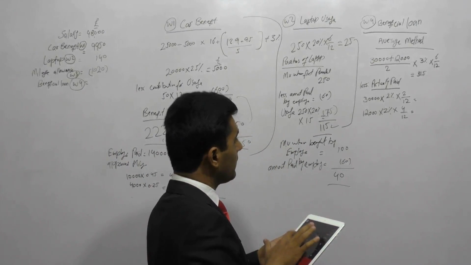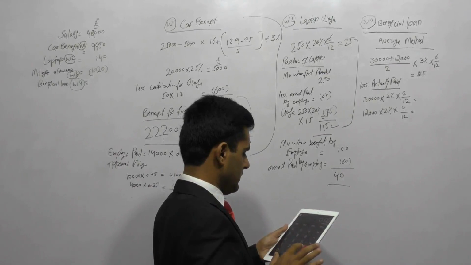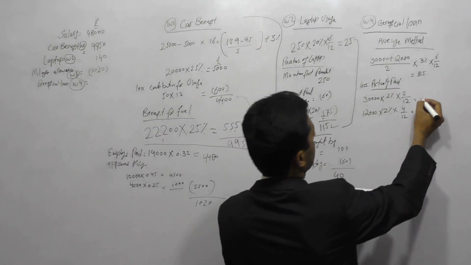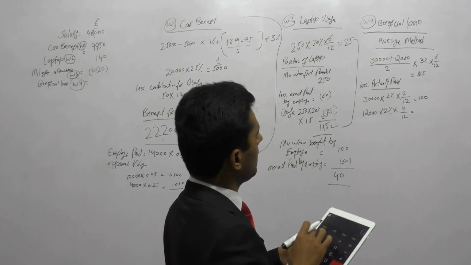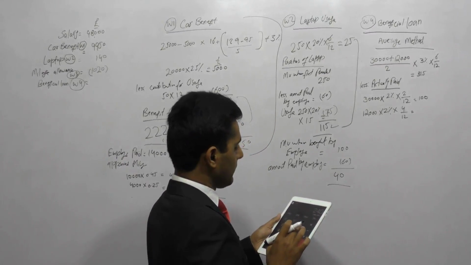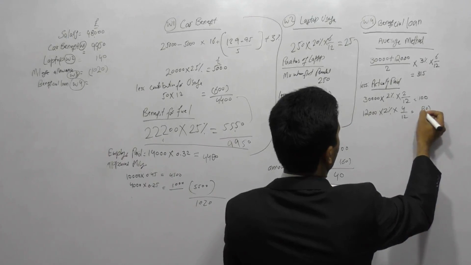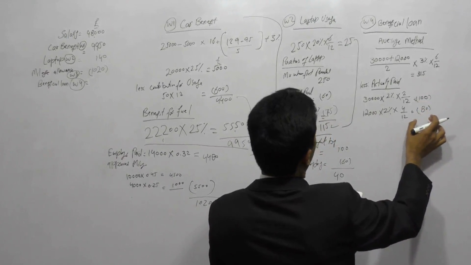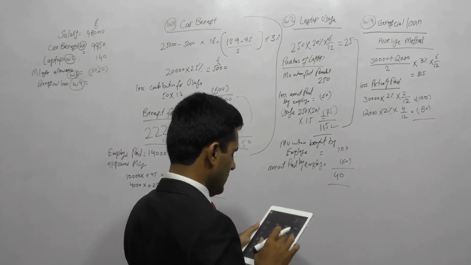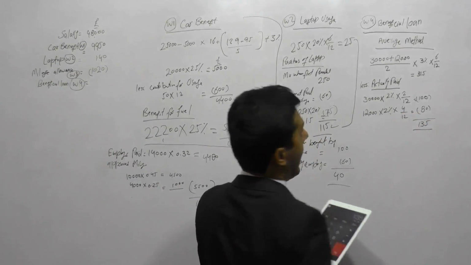Let's do the calculations now. 30,000 pounds into 2% multiplied by 2 over 12, 100 pounds here, and 12,000 pounds multiplied by 2% and multiplied by 4 over 12. This comes to 80. So altogether 180. If we deduct this one, that is actually paid, 315 minus 180, that is 135. That is the average method.